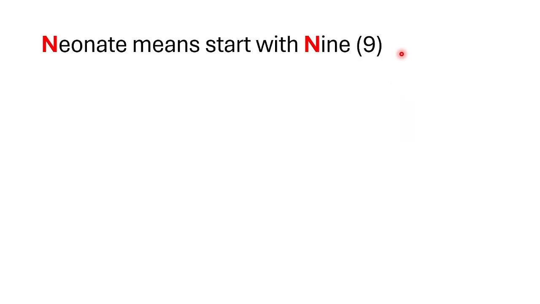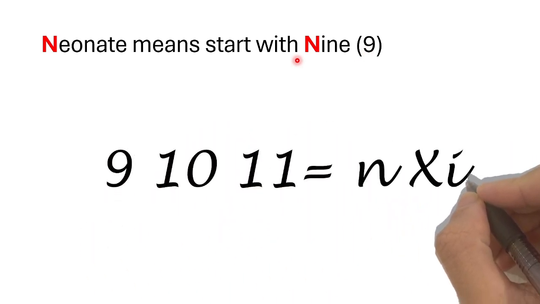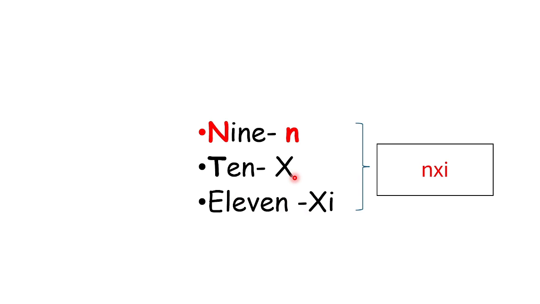So here comes our first mnemonic. Neonate begins with the letter N, and N stands for 9. So we start with 9, 10, 11, which is N, X and I. Let's elaborate: 9 for N, X is the Roman numeral for 10, and I comes from XI, the Roman numeral for 11. So NXI. Our mnemonic will be NXI, representing the numbers 9, 10 and 11, which will be our magic eruption months.